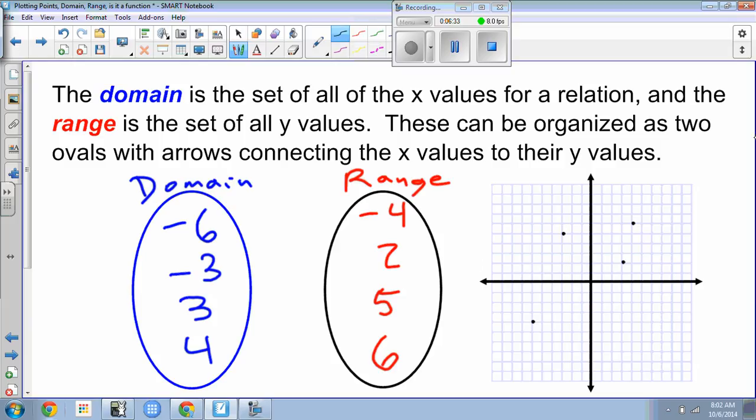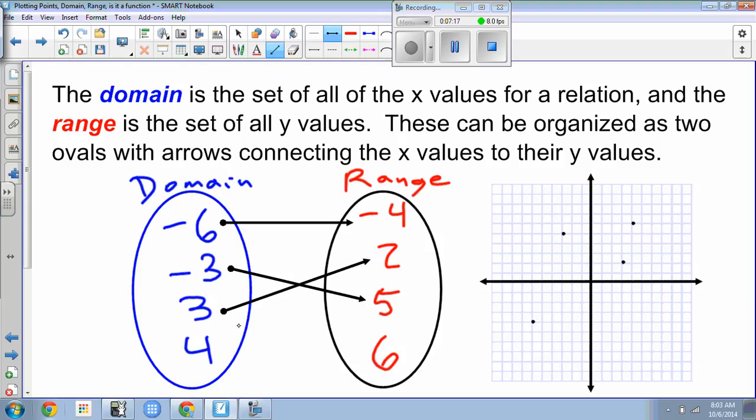Now, if you want to connect those points up, you can say this -6 for the domain, it goes with the -4. So we are just going to create a nice little line that's going to connect them up from the -6 going right over to the -4. For our -3 domain, that's the -3 x value, we're talking about this point right here, it is going to have the 5 as its partner. So you see the lines crossing there. 3, it's going to have the 2 as its partner. When we're at 3 for the x, we're at 2 for the y.